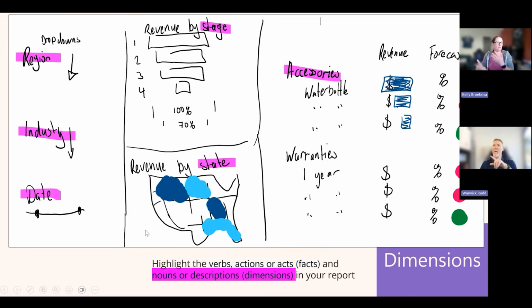Now, Kelly, this part, I see that you've highlighted stage.